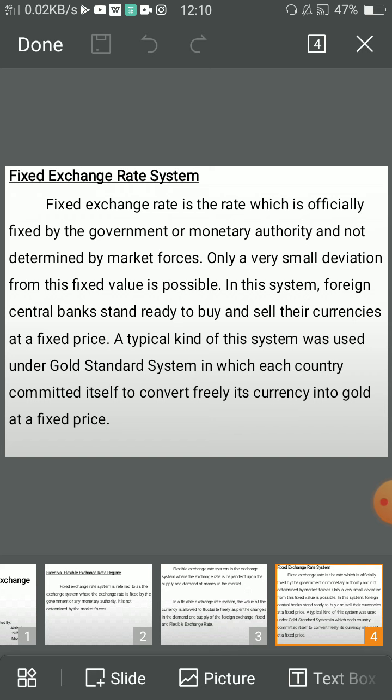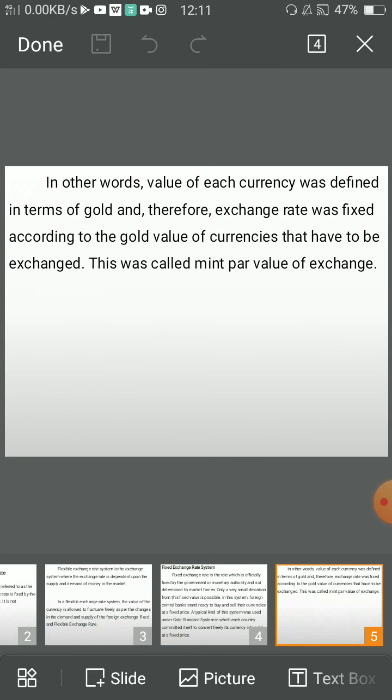A typical kind of this system was used under the gold standard system, in which each country committed itself to convert freely its currency into gold at a fixed price. So the fixed exchange rate system encourages the gold reserve system. In other words, the value of each currency was defined in terms of gold, and therefore the exchange rate was fixed according to the gold value of the currencies that have to be exchanged. This was called the mint par value of exchange.